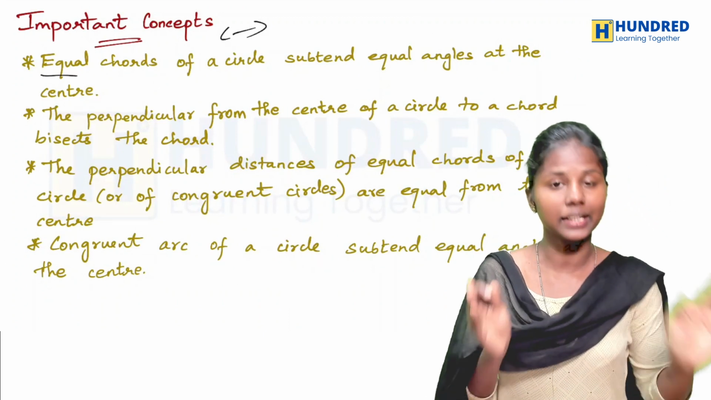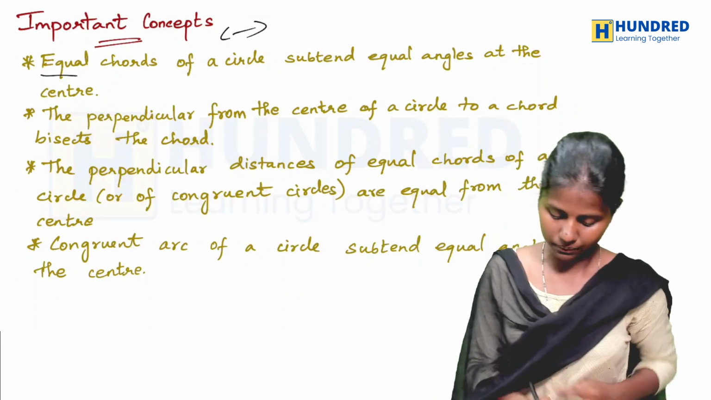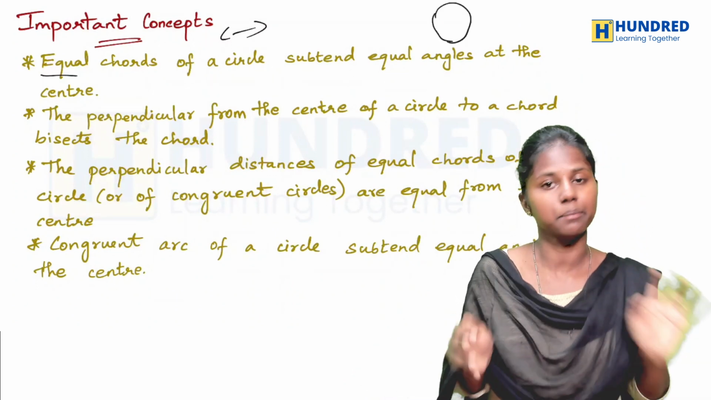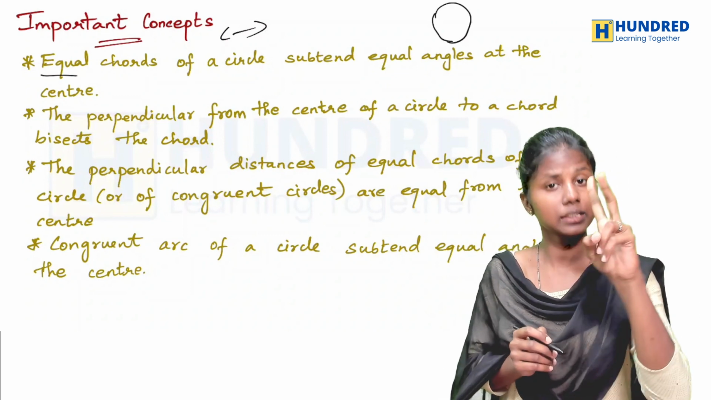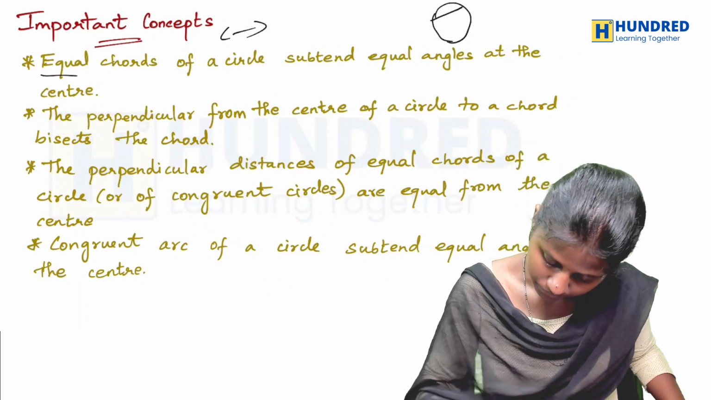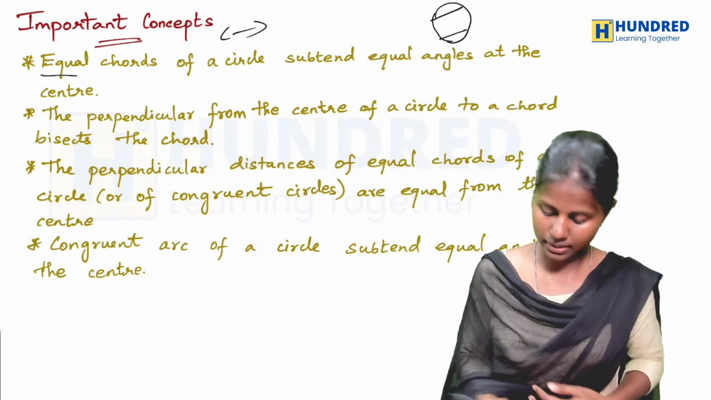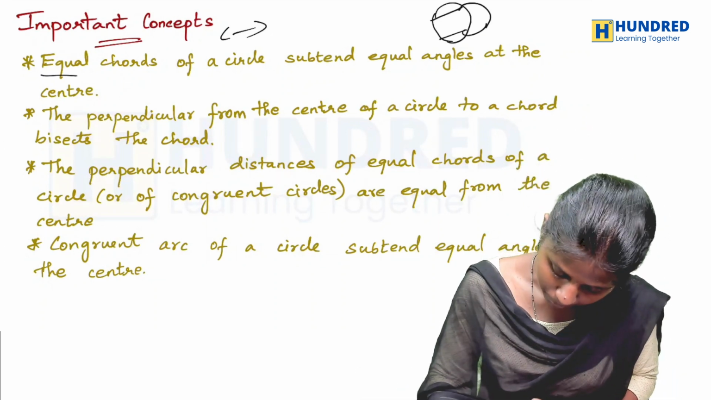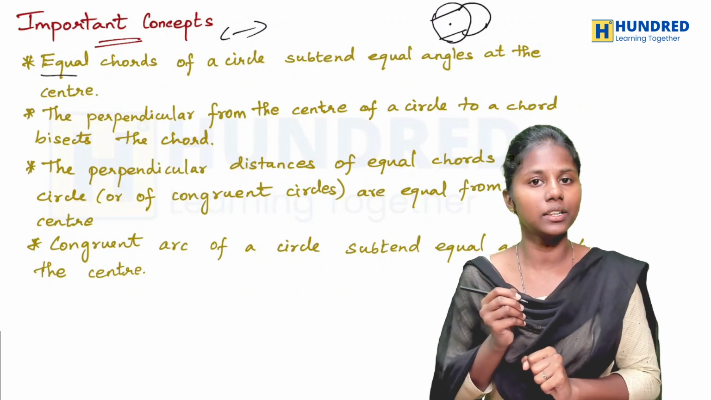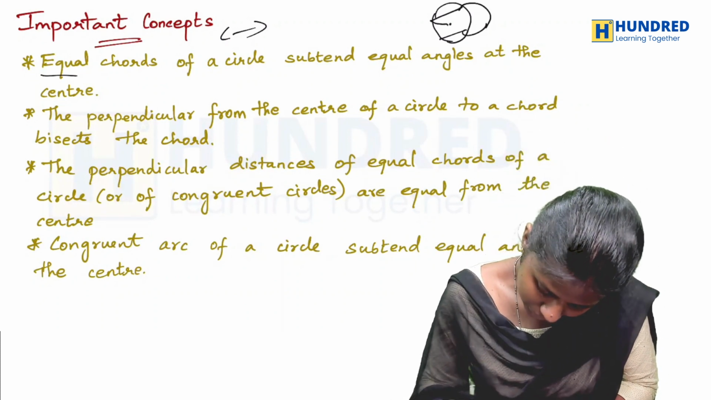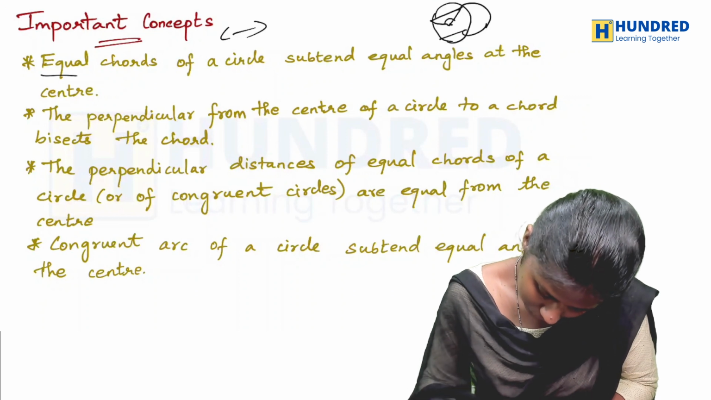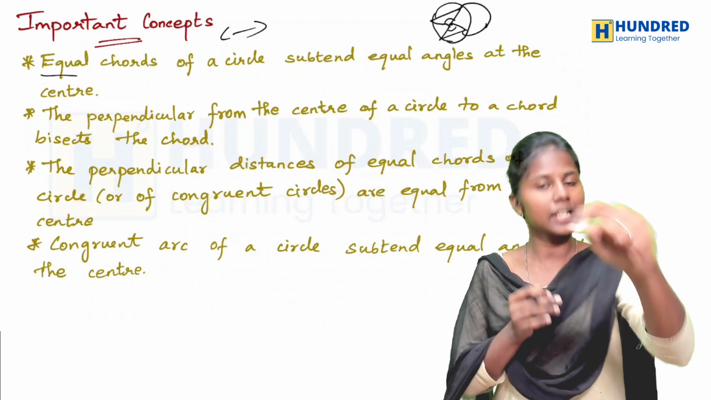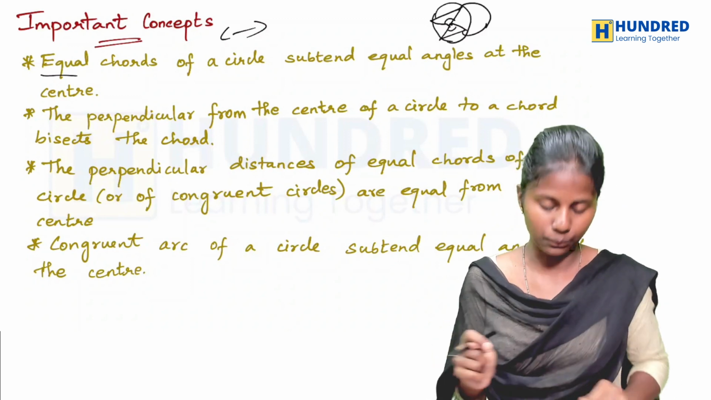Next, equal chords of a circle. Let me have a circle first. Then there are chords. I have two chords. We say these two chords are equal when they make equal angles at the center. This angle and this angle are equal. Then we can say these two chords are equal.